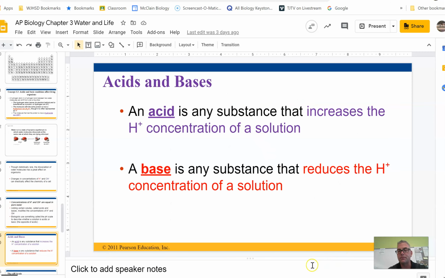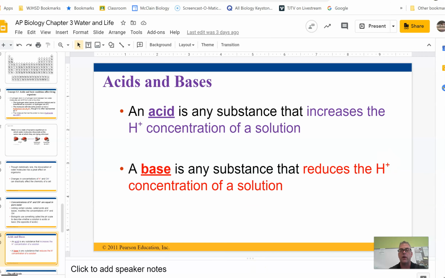Okay? So by definition, an acid is any substance that can increase the hydrogen ion concentration of a solution. So when we go through and start looking at functional groups in chapter 4, some of our functional groups will kick off hydrogen ions, which indicates that they have acidic properties. Anything that is classified as a base is going to reduce the hydrogen ion concentration. A lot of times for the bases, you see the OH minus, the hydroxide, because hydroxide will grab this hydrogen.